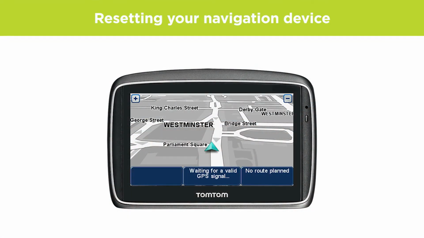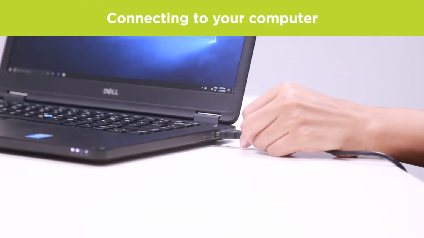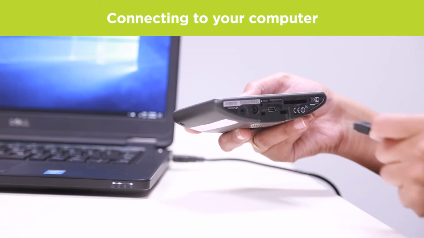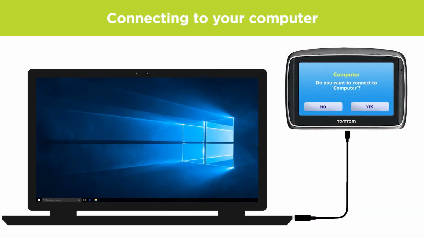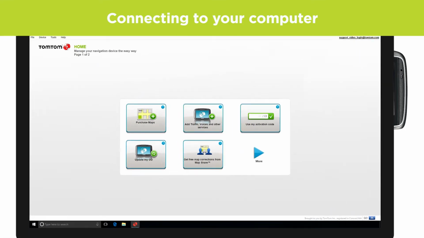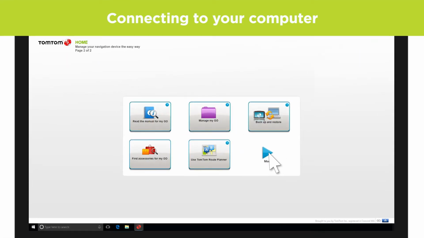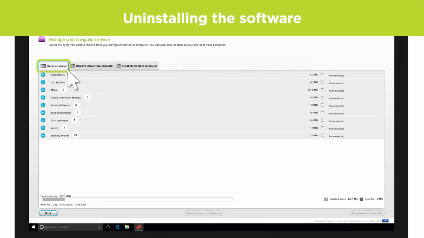When the reset is complete, switch off your navigation device. Connect your navigation device directly to your computer with a USB cable and switch it on. If it asks if you want to connect to your computer, select Yes. Start TomTom HOME and click Manage My Device. Select the Items on Device tab.